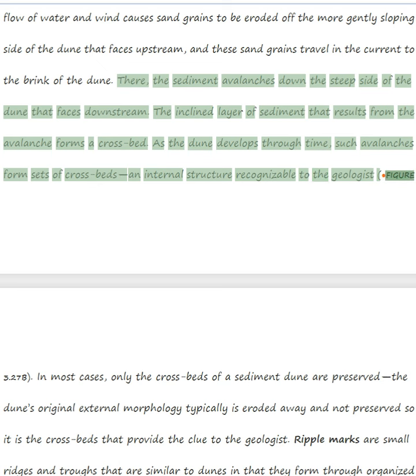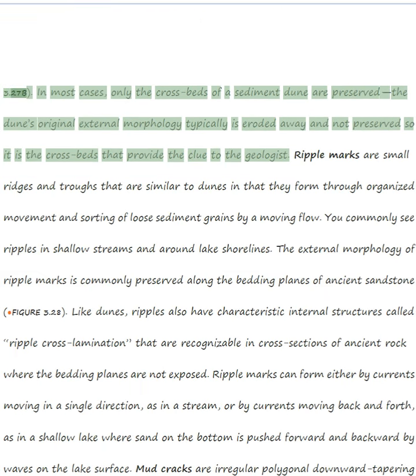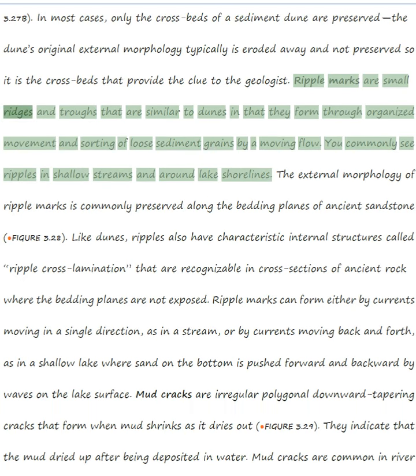Figure 3.27b. In most cases, only the crossbeds of a sediment dune are preserved. The dune's original external morphology typically is eroded away and not preserved, so it is the crossbeds that provide the clue to the geologist.